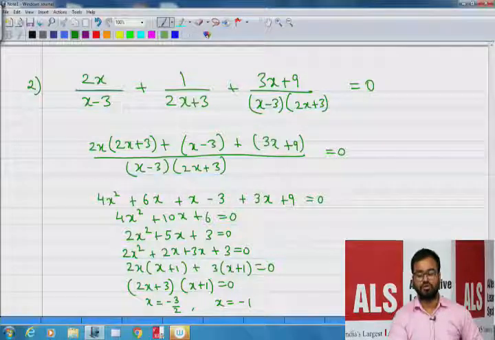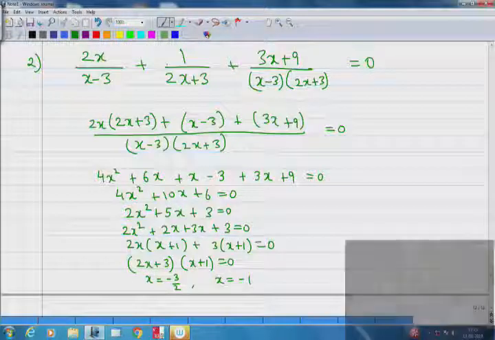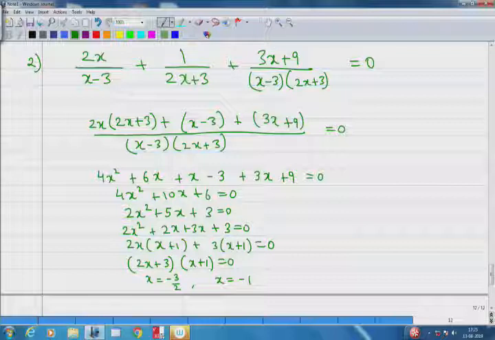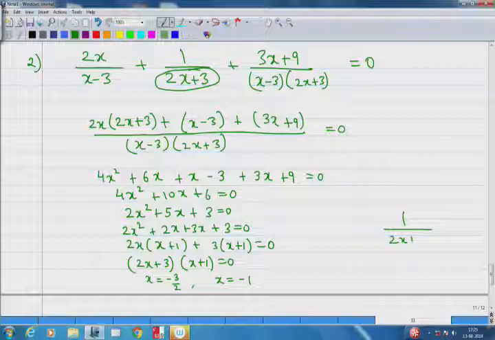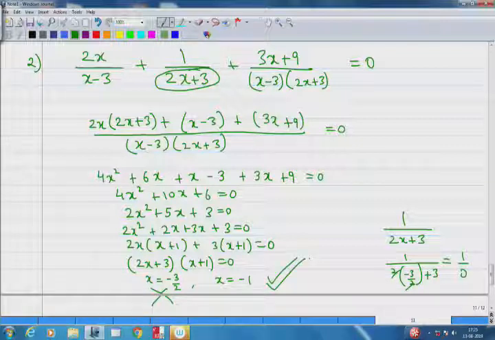But we have to make sure that here you can see that the denominator is 2x plus 3. So in this 2x plus 3, if you put x as minus 3 by 2, that will become 1 upon 0. And 1 upon 0 is not defined in mathematics. That's why we can't take x as minus 3 by 2. So the only solution will be x is equal to minus 1. This is the only solution.